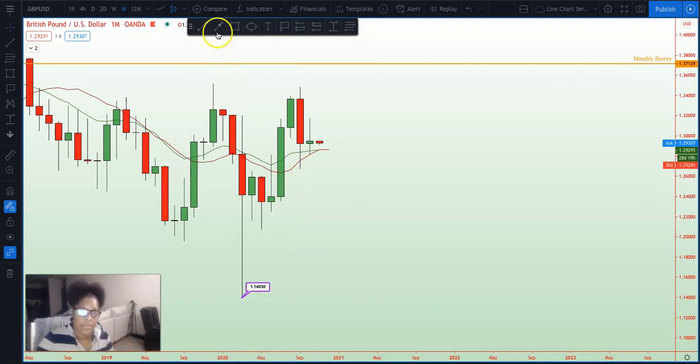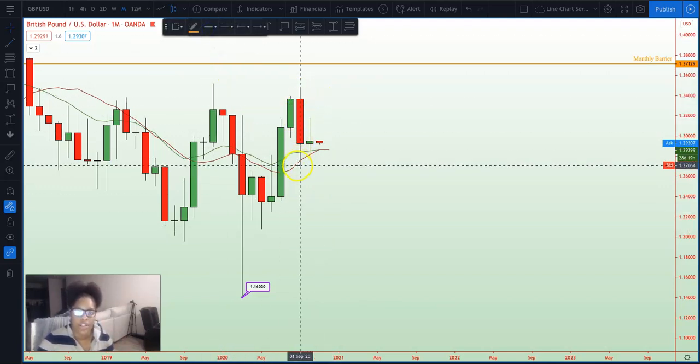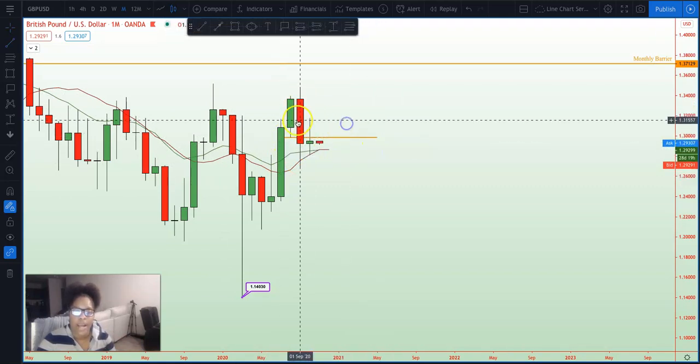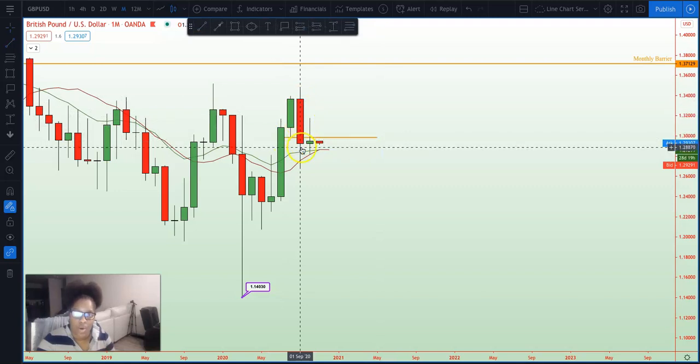So now I'm going to plot out more structure, and I see that we had a bearish engulfing candle. Price came back up to retest. So what I need price to do is to stay below this engulfing candle. So once again, I'm using this area as a supply area for right now.